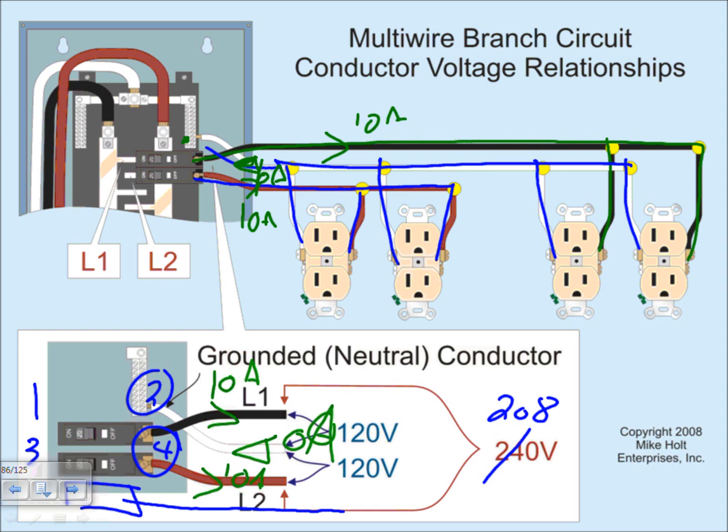Any questions, guys, about the multi-wire branch circuit? Always two adjacent odds or two adjacent evens sharing one neutral.